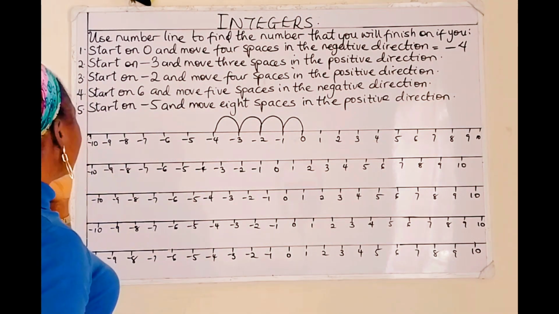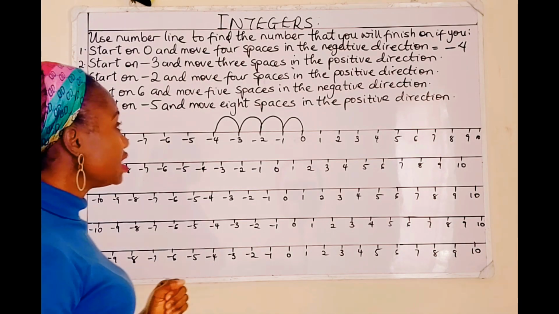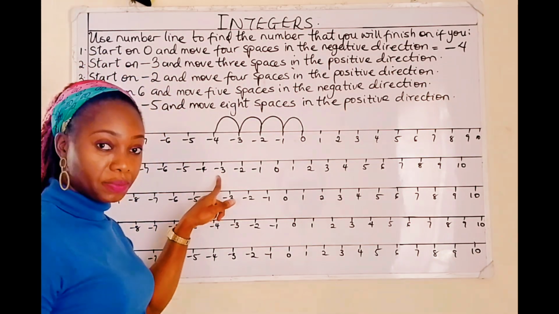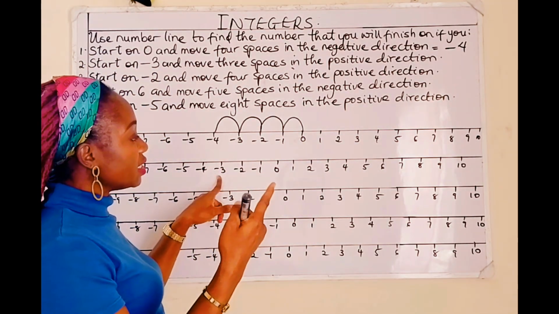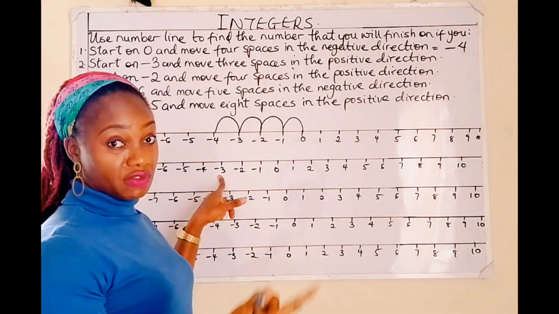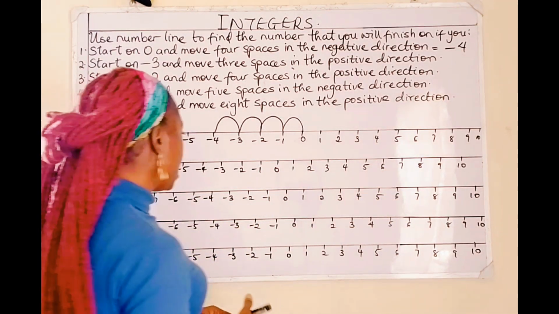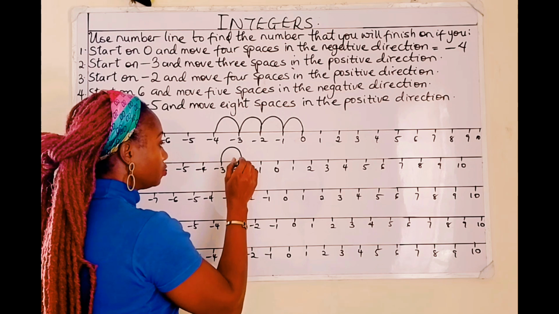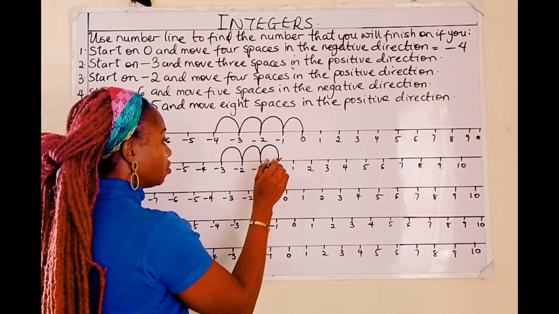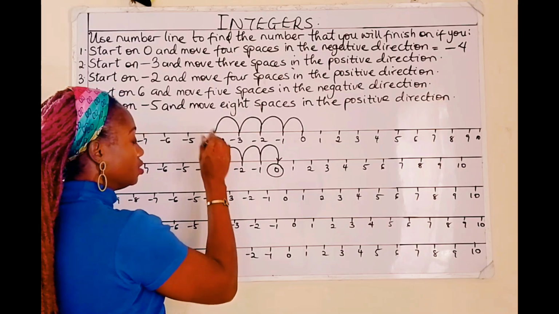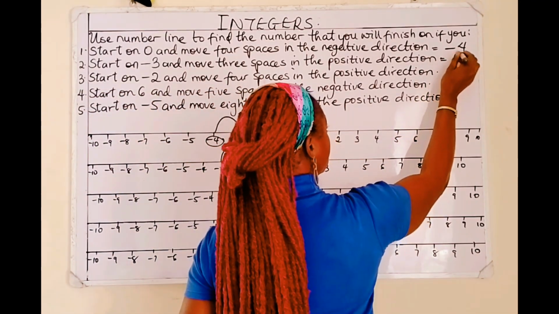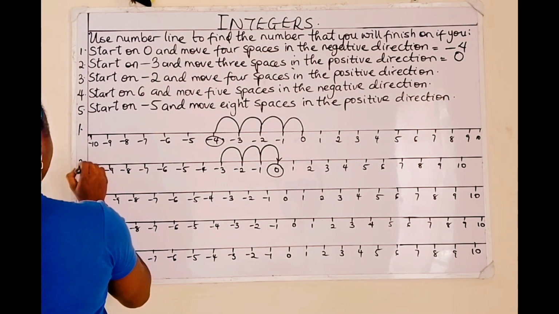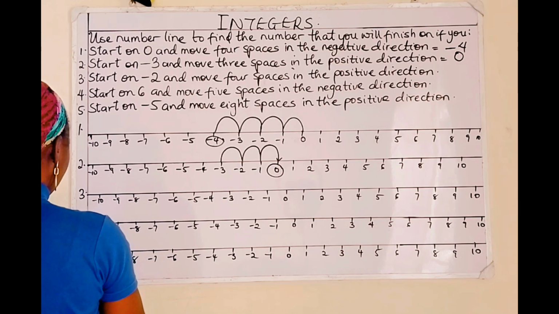Number 2, start on -3 and move 3 spaces in the positive direction. What does that mean? We're going to start from -3 here, and then we'll move 3 spaces in the positive direction, which is to our right. So let's count with me please. Let's go from -3. We're going to count 3 spaces. 1, 2, and 3. We ended at 0. We stopped at 0, and so the answer is 0.